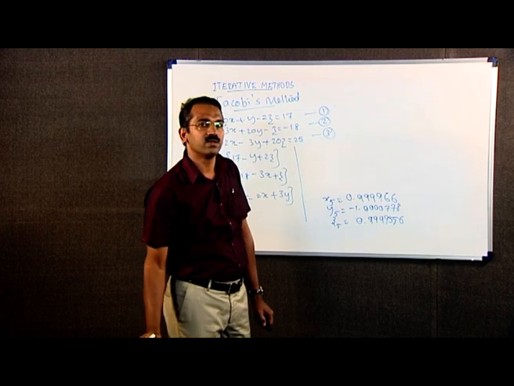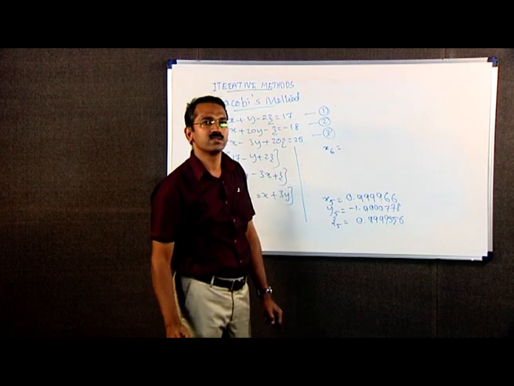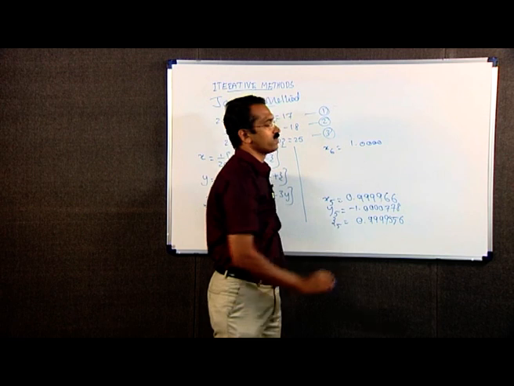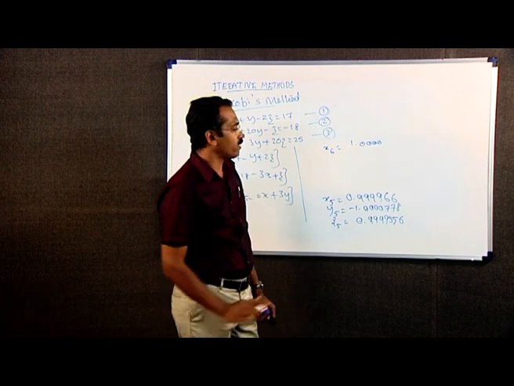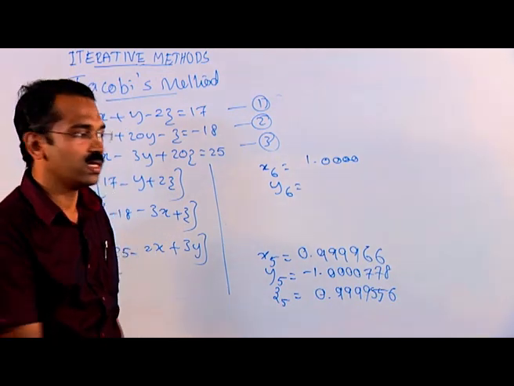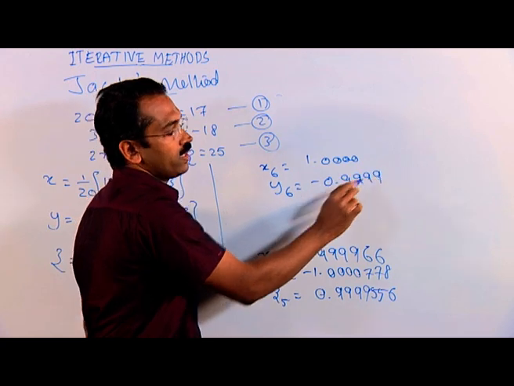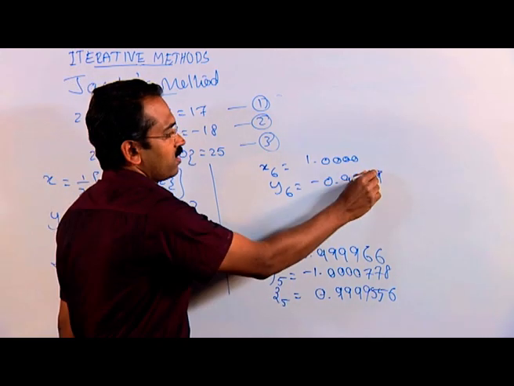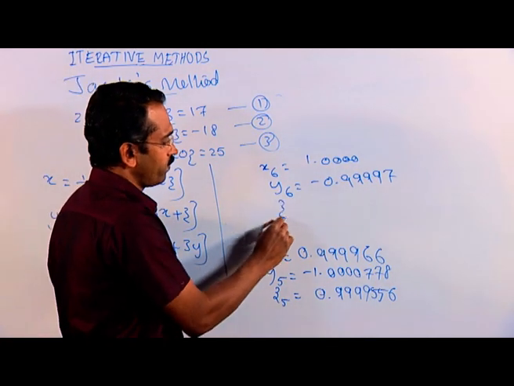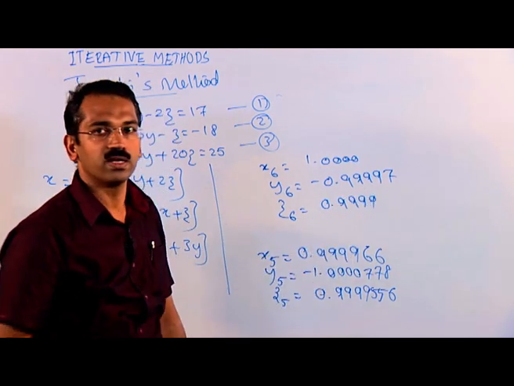In the next iteration, we will get x6 is equal to 1.000, y6 is equal to minus 0.99997 and z6 is equal to 0.99992.